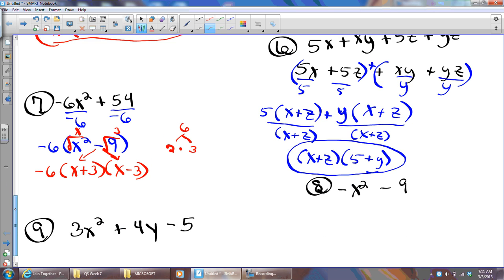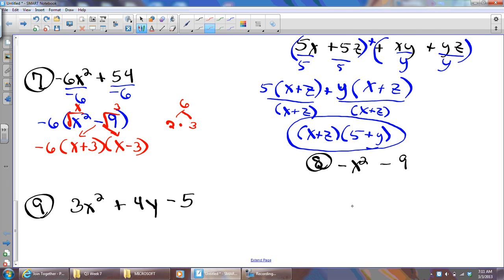Okay, number 8. 2 terms. I see a GCF of negative 1. Pull out a negative 1, and I'm going to get x squared plus 9. I look in here, I've got 2 terms. Both are perfect squares, but there's no subtraction. I am done. There is nothing more I can do to that problem.